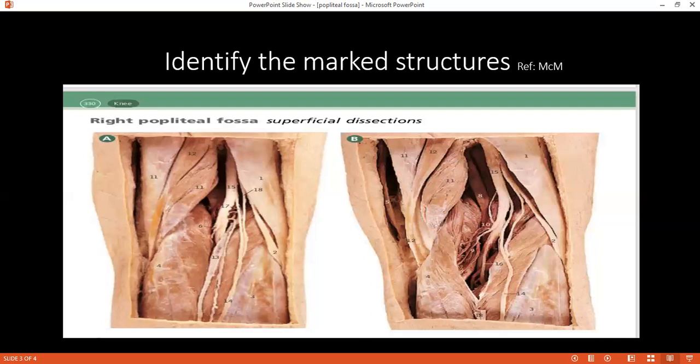Can you please identify number one over here? Number one is the biceps femoris. Can you tell me how many heads biceps femoris has and what are the attachments? There are short head and long head. Long head is from the ischial tuberosity, and short head originates from the lateral border of linea aspera on the femur. And the insertion is on the head of the fibula, for both heads.